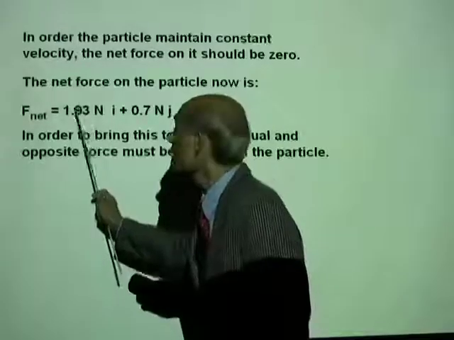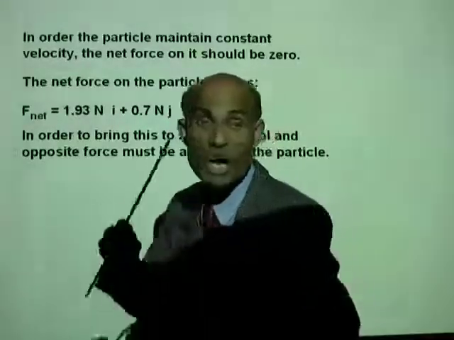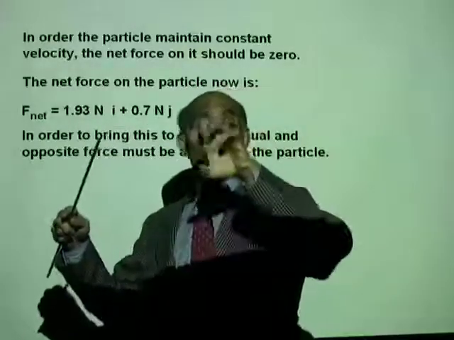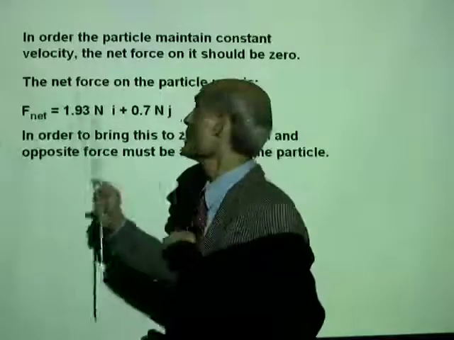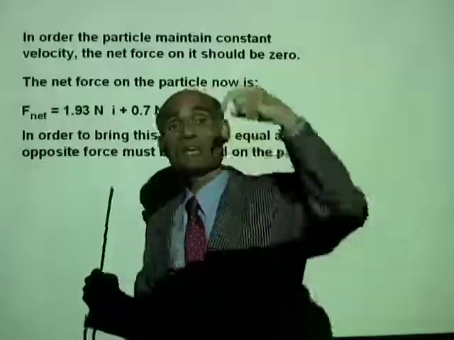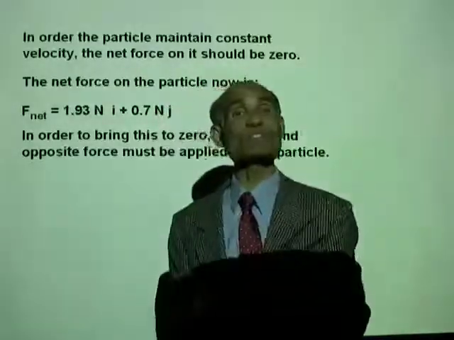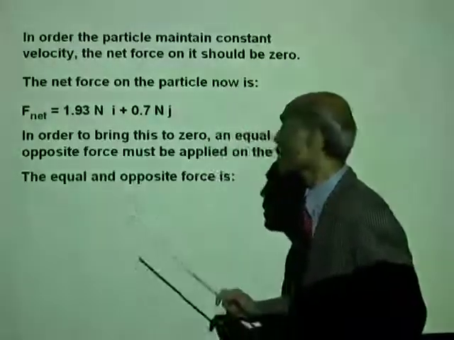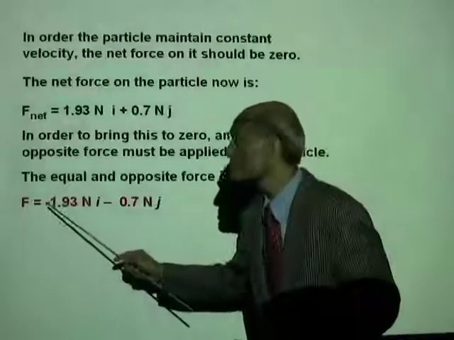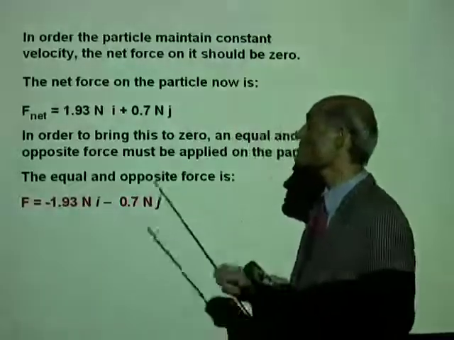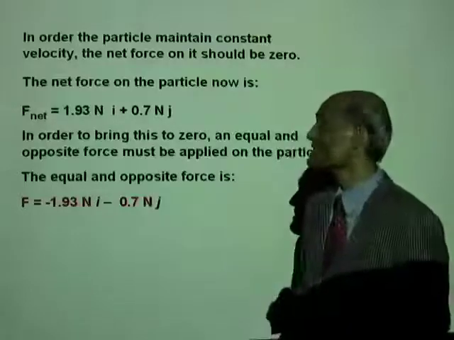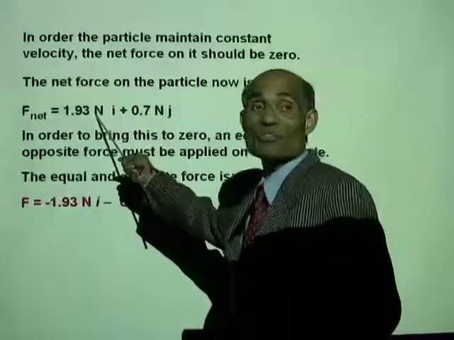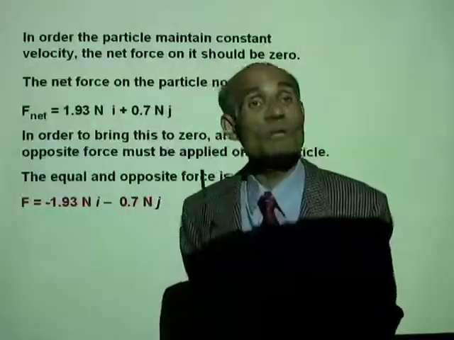Now, how would you make this net force zero? Well, it's very simple. If there is a 1.93 Newton i, then apply a negative 1.93 Newton i, which will nullify the x force. If there is a 0.7 Newton j, then apply a negative 0.7 Newton j. That will balance the y force. So the equal and opposite force will be F equal to negative 1.93 Newton i minus 0.7 Newton j. This force will balance this so that the net force will be zero.